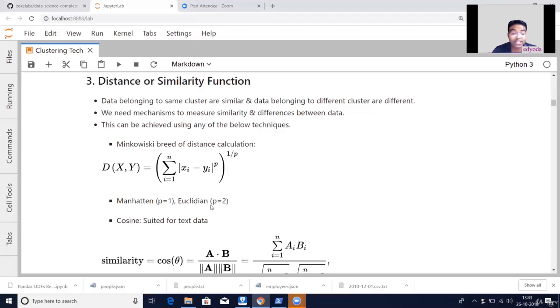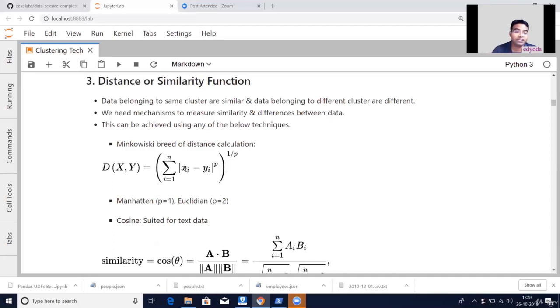For example, in the case of Euclidean, which is the generally used distance measure for most of the algorithms, you're calculating the difference between both the points. You take the modulus of them and square them, sum all those values, then take the square root of that, right? This is your Euclidean distance. So that's your Manhattan and Euclidean distance, right?